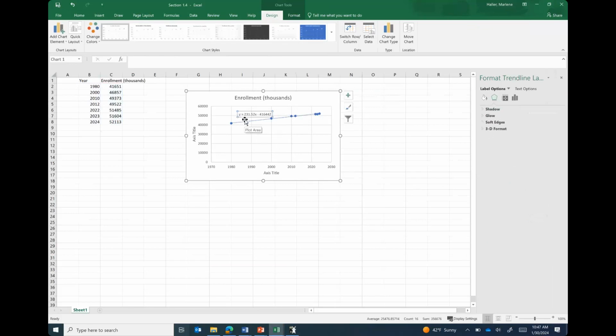Y equals 231.52x minus 416,442. Now, it's not the exact equation, right? Because it's taking into account all the data points that are listed there. Right? But it is another way to take a look at a model, or to develop a linear model from some data.